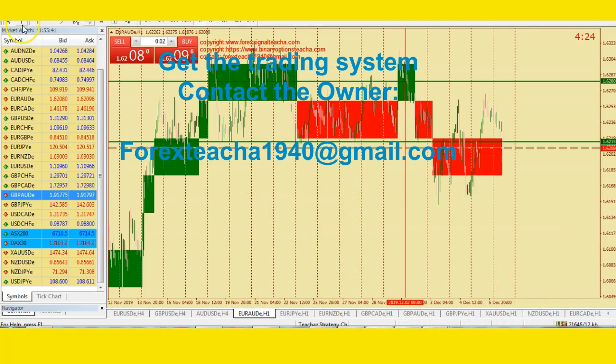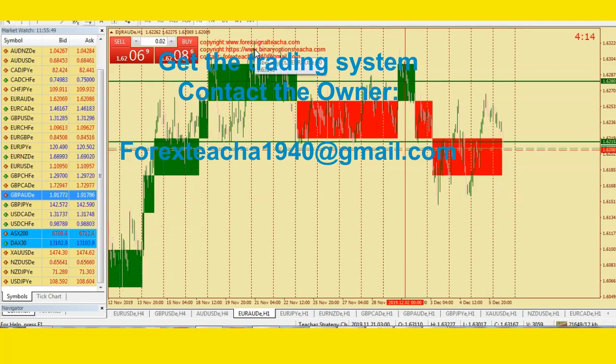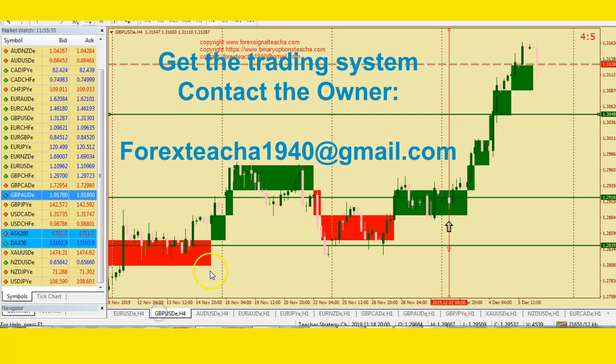So these are also other trading opportunities that if you trade using my trading system, you can get all these signals. It gives you the notification, the sound and the visual pop-up. So it's up to you to manage the trade so that you can make money in the end.